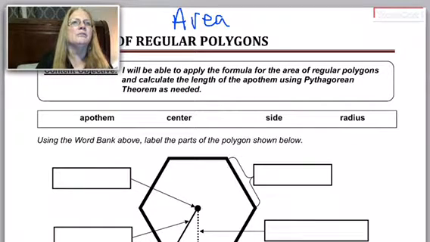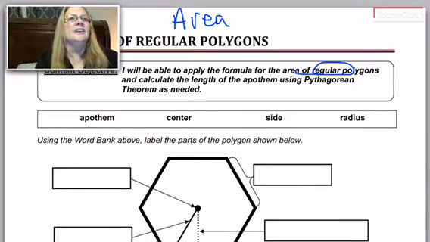This video is area of regular polygons. We want to apply the formula for the area of regular polygons and calculate the length of the apothem. There's a new word, and use the Pythagorean theorem as needed.